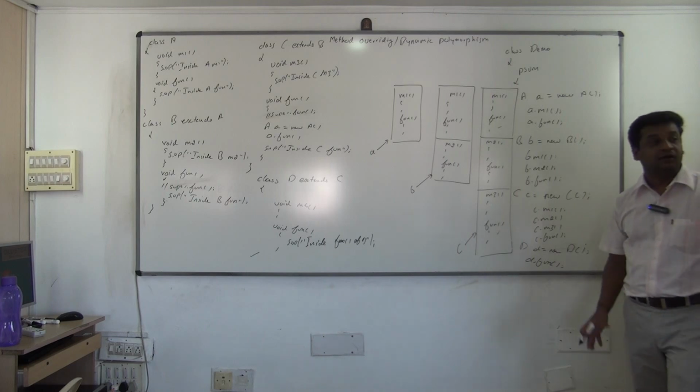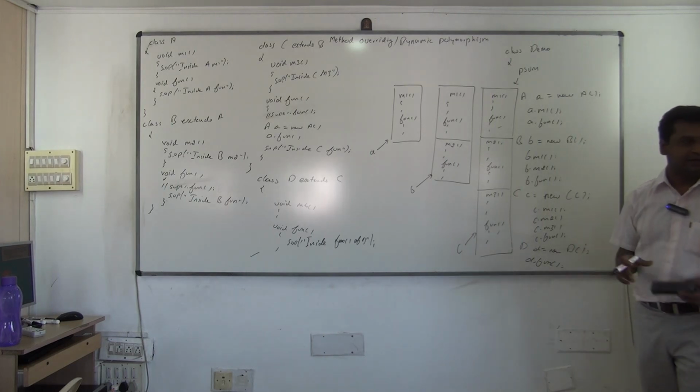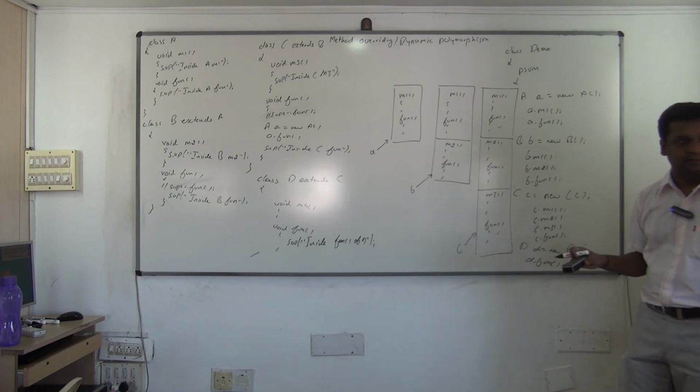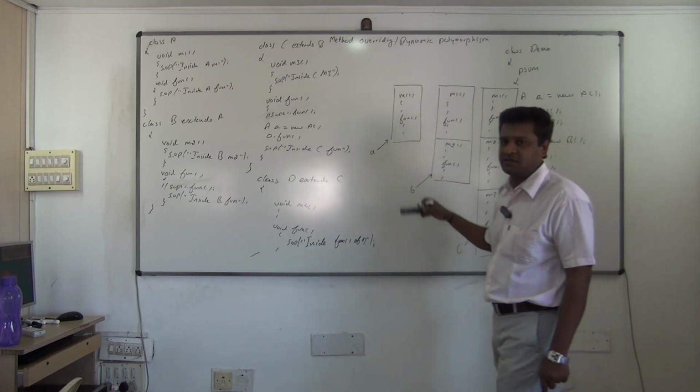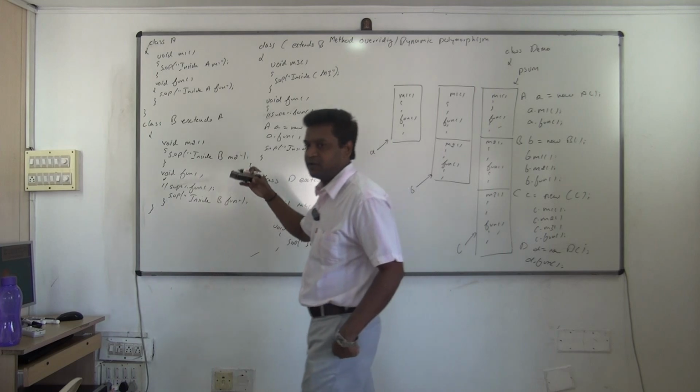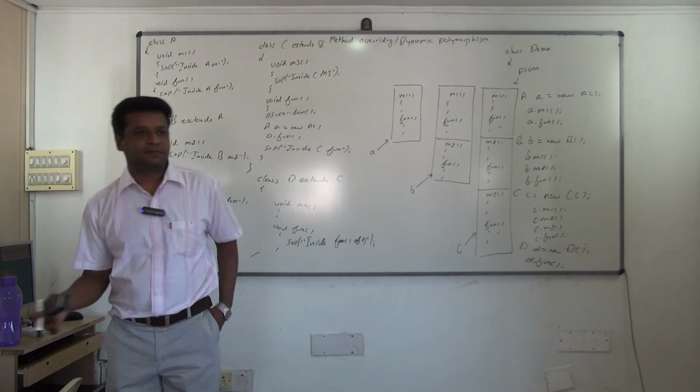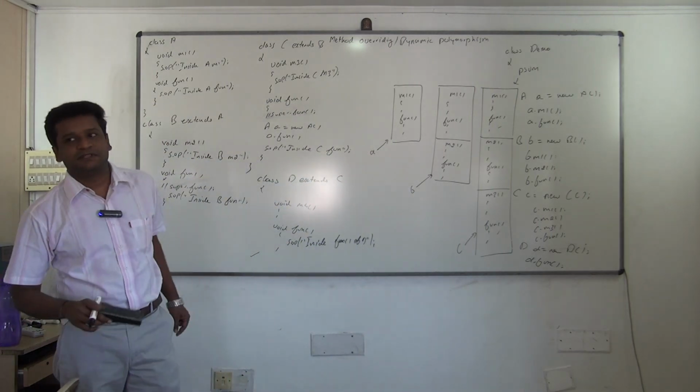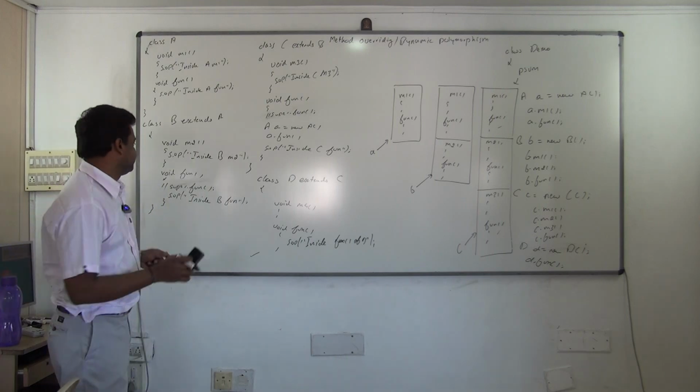So in the hierarchy, all constructors are executed. Only one method will be executed, depending on the object. If it is not there in the bottom class, then superclass. If it is not there, then its superclass. If it is not there, then superclass. Clear? Any questions here? Okay.